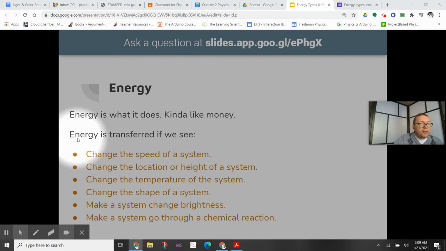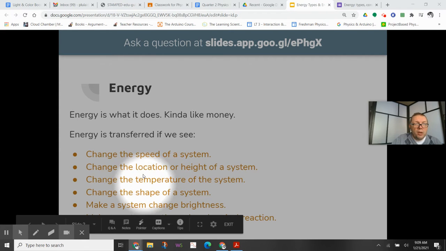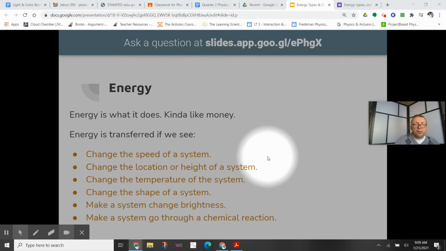Well, if we take the same approach with energy, when energy is transferred, we can change the speed of something, we can change the height or location of something. If we transfer energy, we can change the temperature of something. We can change the shape of a system, bend it, break it. We can make something brighter or less bright. All of those are examples of what you can do when you transfer or trade energy, just like you can trade money for a nice pair of socks or whatever, right?